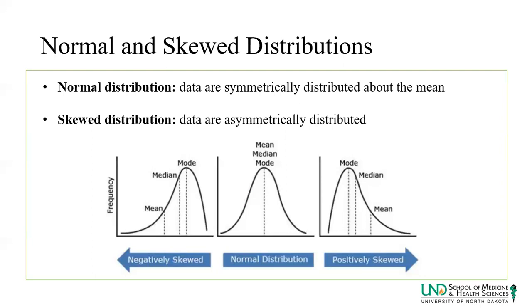A skewed distribution occurs when data are asymmetrically distributed. In the negatively skewed graphic, the mean pulls the tail to the left, while in the positively skewed graphic, the mean pulls the tail to the right.